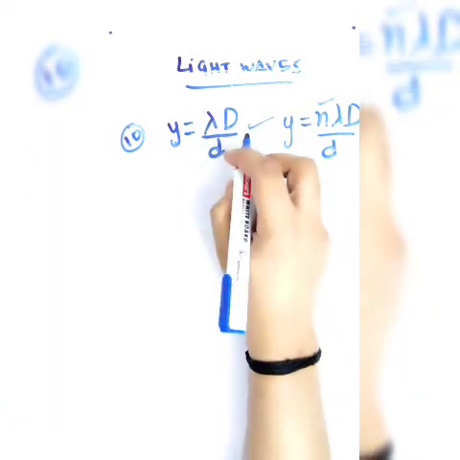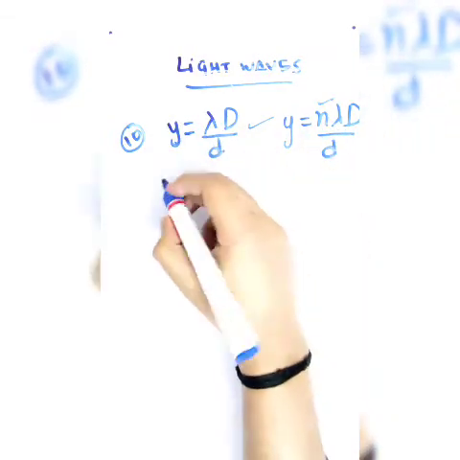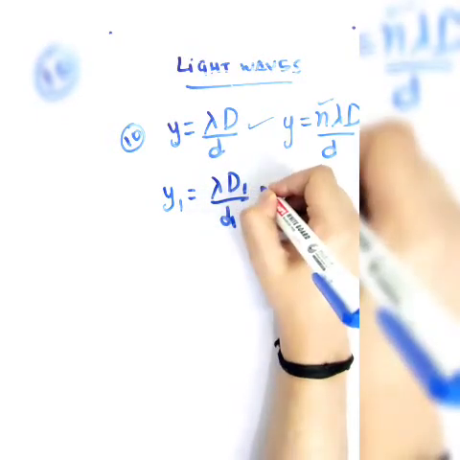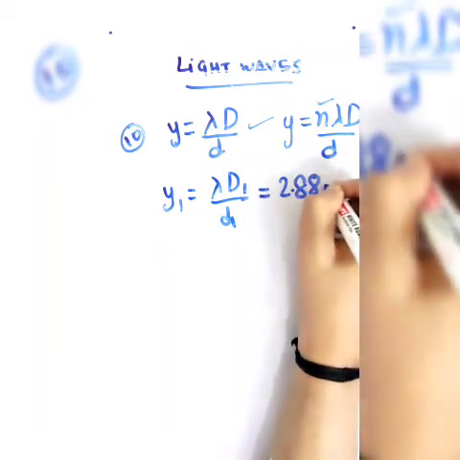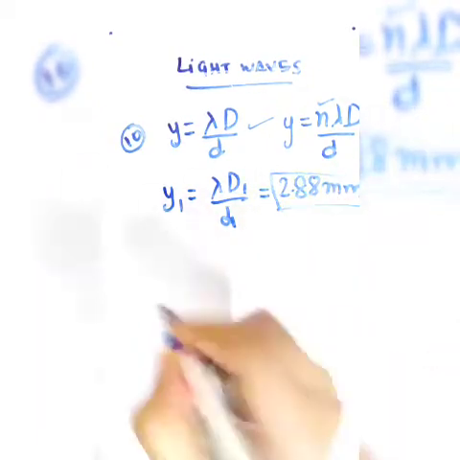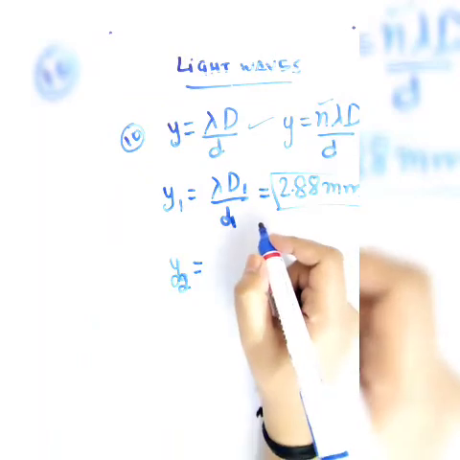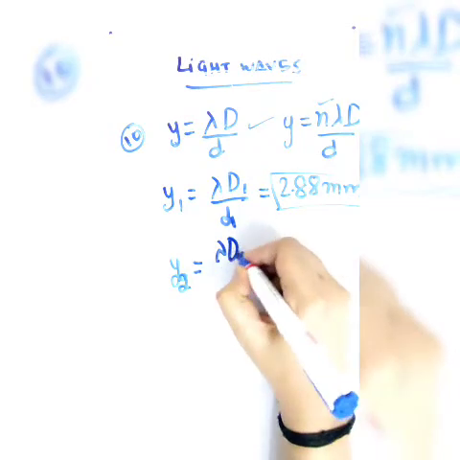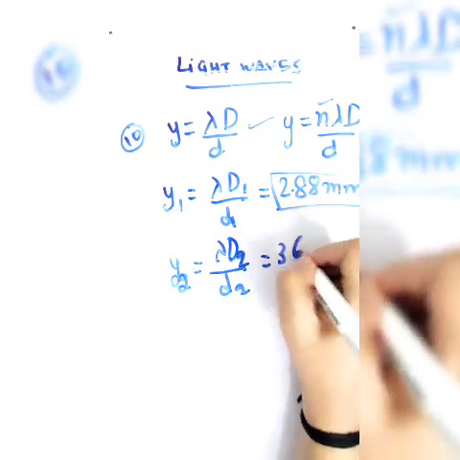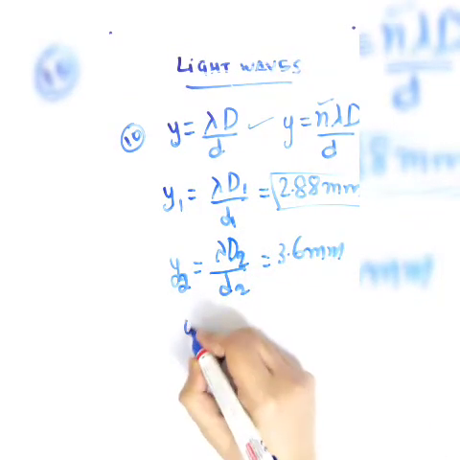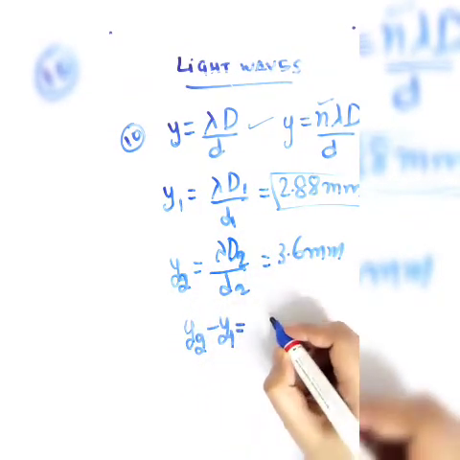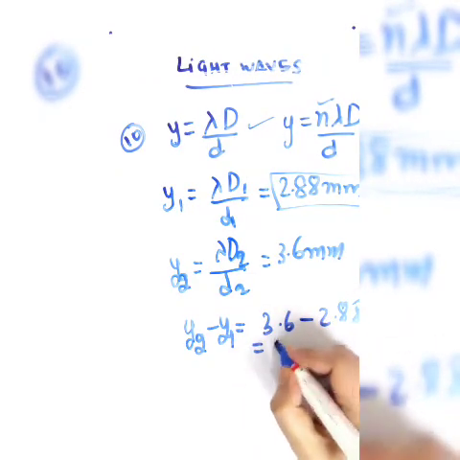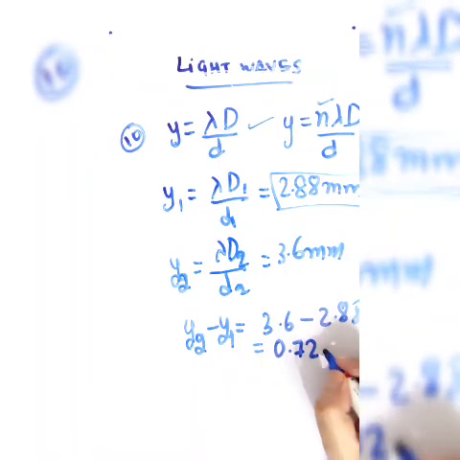For the first source we will take n as 1. Let us say y1 equals lambda D1 by d1. Substituting the values, you will get the answer as 2.88 millimeter. For the second source of light, if you substitute all the values, you will get 3.6 millimeter. So the linear separation would be y2 minus y1, which is 3.6 minus 2.88 millimeter. Taking the difference, the value comes out to be 0.72 millimeters.